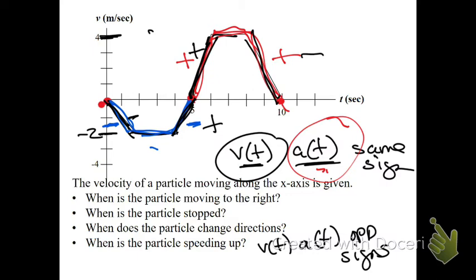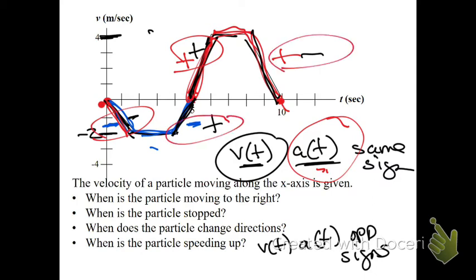So now let's look at what we said speeding up was. This was speeding up, and this is speeding up, and it's where they have the same sign, both negative or both positive. Okay? Slowing down would have been here and here, because velocity and acceleration have opposite signs. Okay? Speeding up, slowing down.